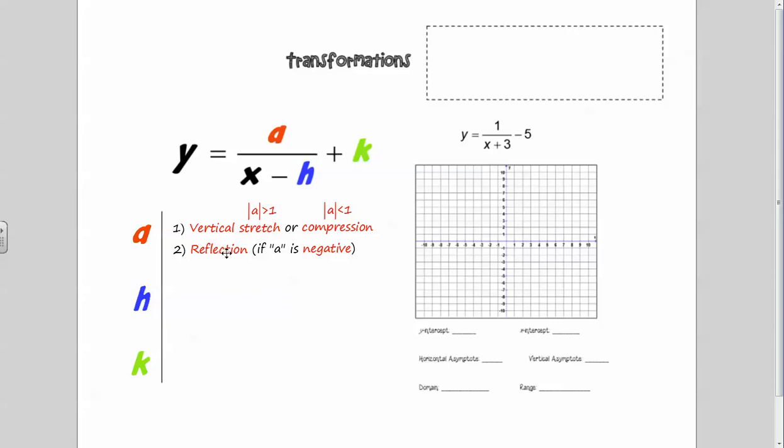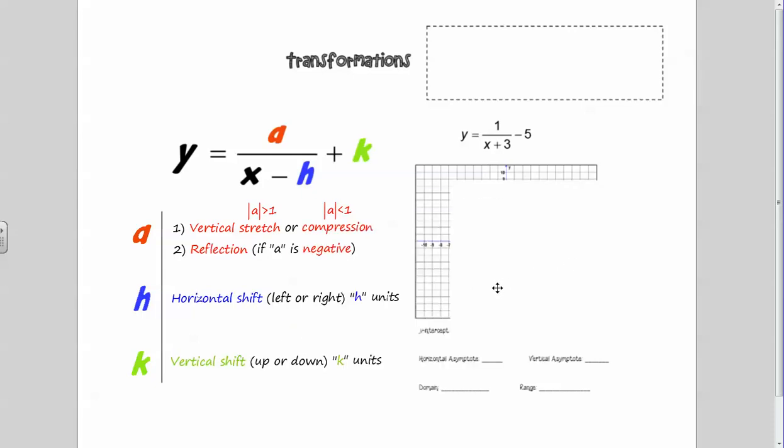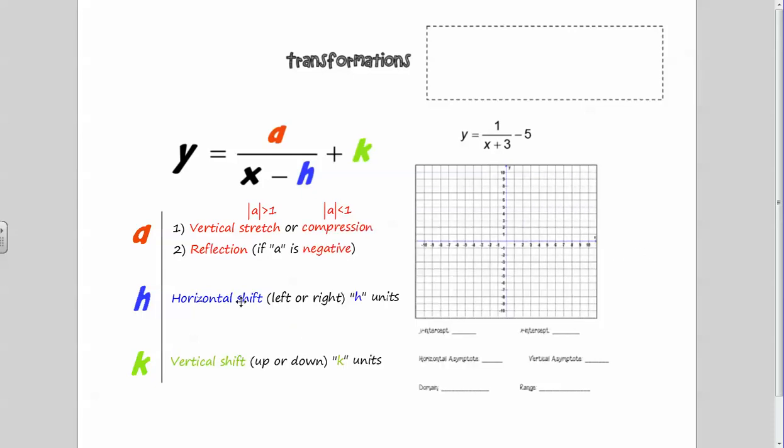I have not specified vertical or horizontal reflection, and that's because with our rational functions, a horizontal and vertical reflection both would look the same. So you can think about it whichever way is easiest for you. Our h value and our k value are exactly what you'd expect. H is the horizontal shift left or right, h units, and k is our vertical shift up or down, k units. Again, with h, you have to be careful here because the sign will be the opposite of what you expect because of this negative.